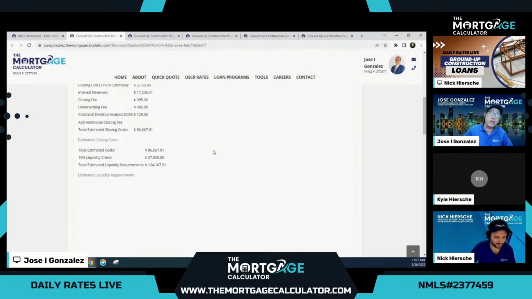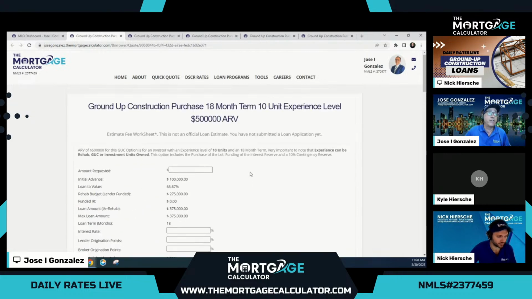So now you see why the investors love this ground up construction, because otherwise, how else are you going to do this? You're going to have $500,000 just sitting around. So in this case, you're not making a payment; they're funding everything into the deal. You just got to concentrate on building the home.